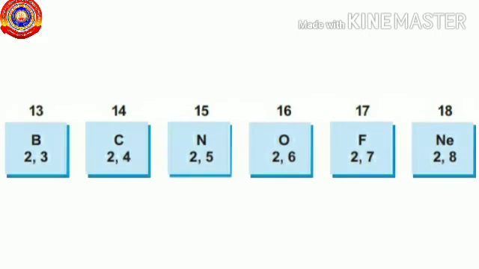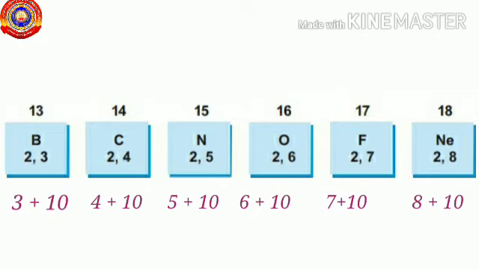Now observe the electronic configuration of the second period elements from group 13 to 18. What is the difference between the group number and the number of electrons in the outermost shell? Here it is 10, right? So we get the group number of these elements by adding 10 to the number of electrons in the outermost shell. So let's check. In the case of boron, the number of electrons in the outermost shell is 3. But the group number is 13. So how did we get this number? By adding 10 to the number of electrons in the outermost shell.